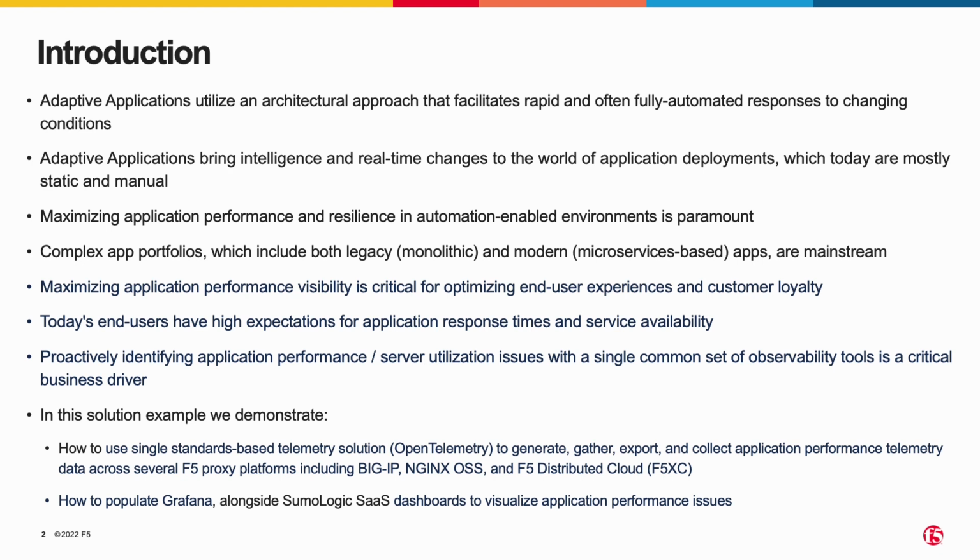Specifically, this demo kit demonstrates the following: using automation to configure BIG-IP, NGINX, and F5 Distributed Cloud with telemetry enabled using OpenTelemetry, generating, exporting, and collecting OpenTelemetry data for each proxy platform, data population of a pre-existing Grafana dashboard, and dashboard alerting for application performance issues. Note this demo is focused on identifying underlying issues using automation and telemetry as quickly as possible. Automated remediation of such issues is beyond the scope of this demo kit.